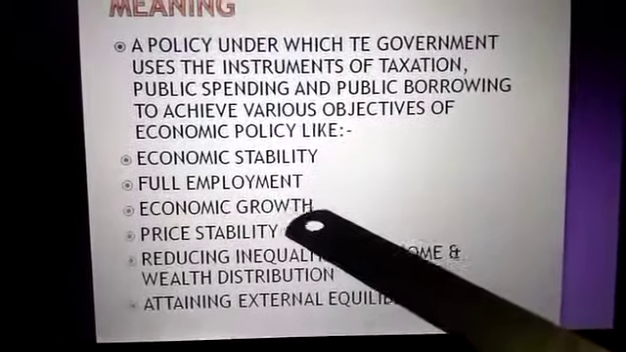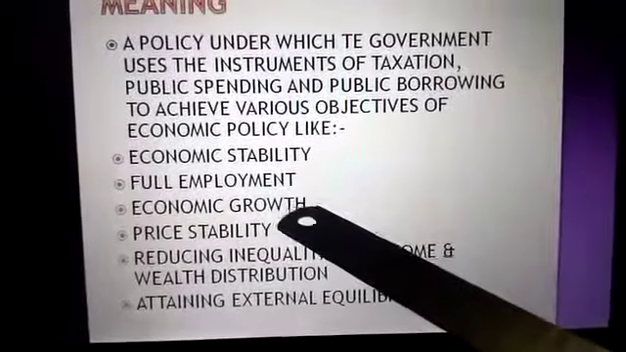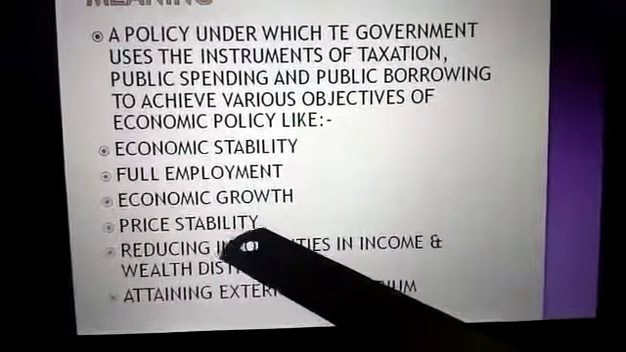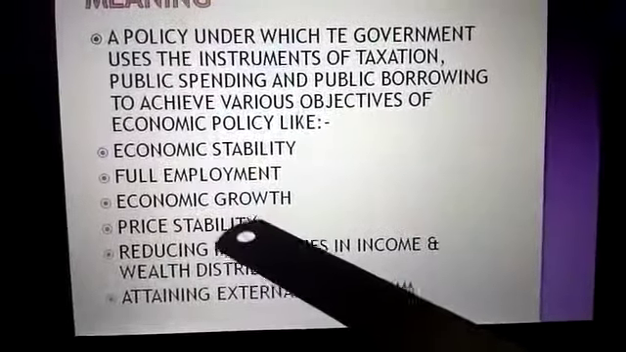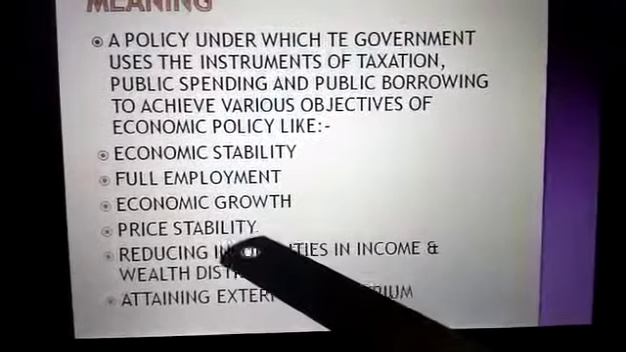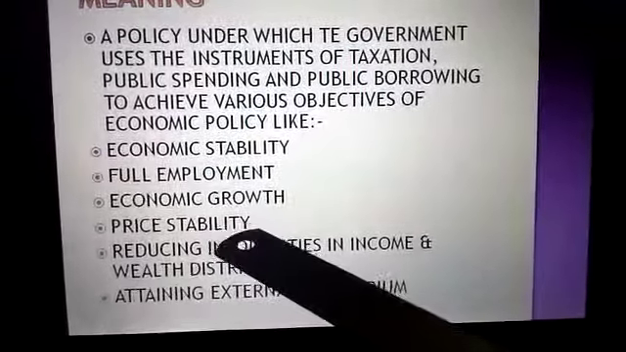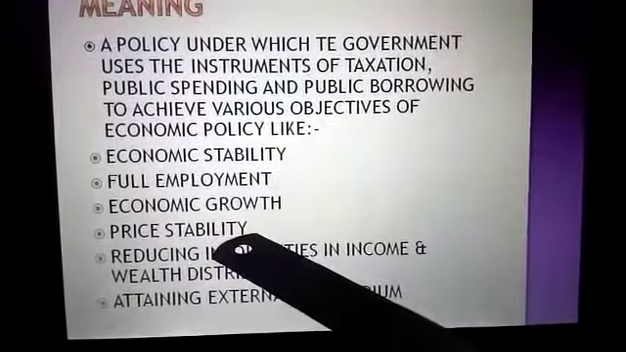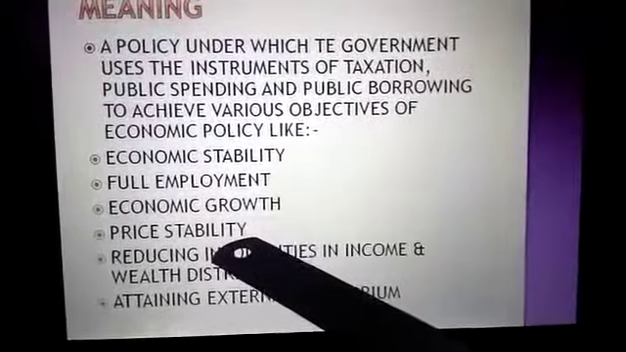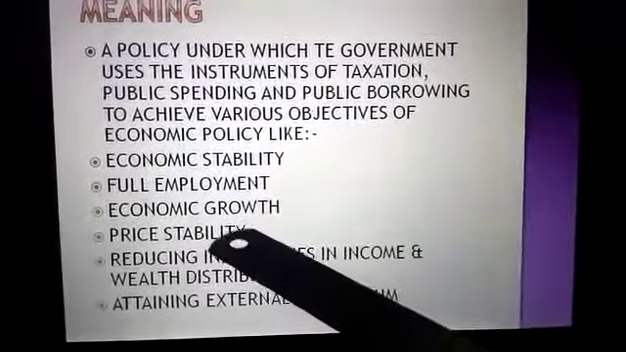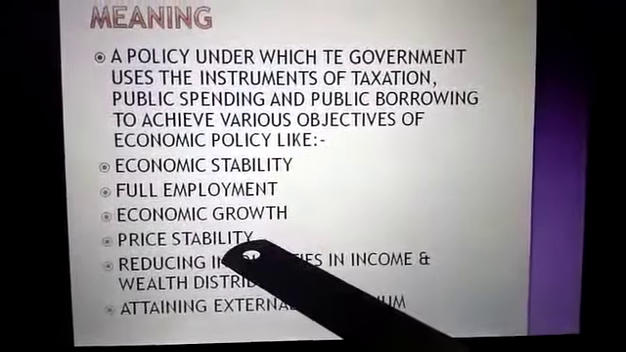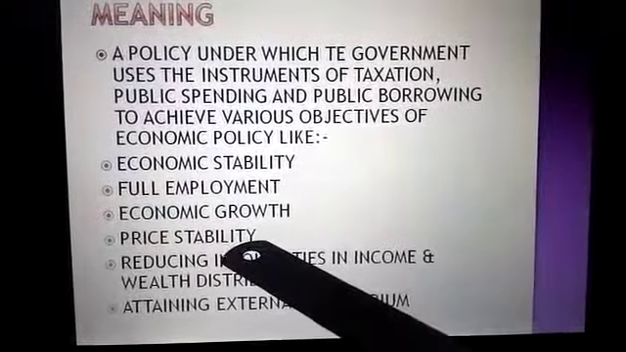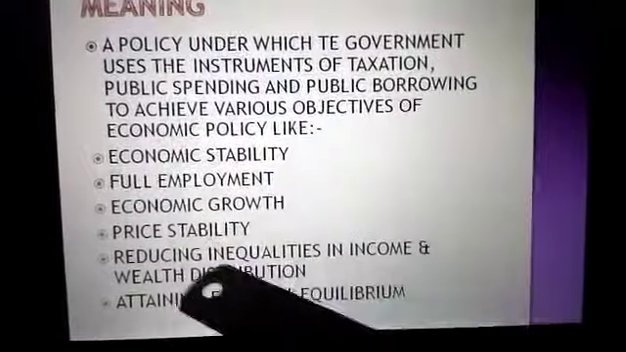Third, economic growth representing an increase in the per capita income. Fourth, price stability, that means prices remaining constant over a period of time. Now, prices remaining constant does not mean the same price over 1 year or 2 years. A slow rise in price is acceptable. There should not be a very high rise in the price or a sudden fall in the price. A little difference shows economic growth.